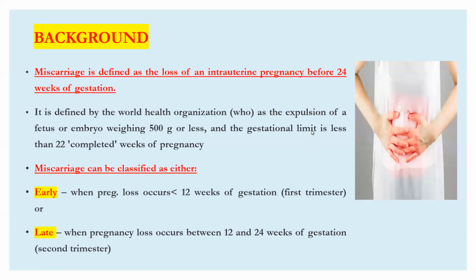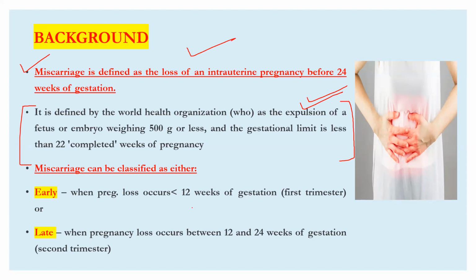First of all, we need to understand how we are going to define it. Miscarriage is defined as the loss of an intrauterine pregnancy before 24 weeks of gestation. This is a very generic definition of miscarriage. Then WHO defines it as expulsion of a fetus or embryo which weighs 500 grams or less, with a gestational limit of less than 22 completed weeks of pregnancy. However, the implication of both definitions depends on our needs, whether clinical, or theoretical if we are going for an exam, in which case we take this definition, because this is from the RCOG guideline.